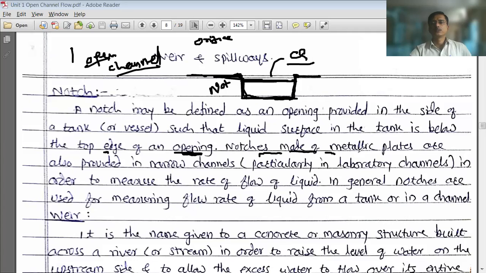Notches are made of metallic plates. Okay, now then what is weir?